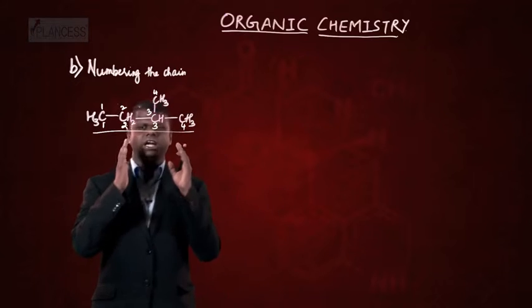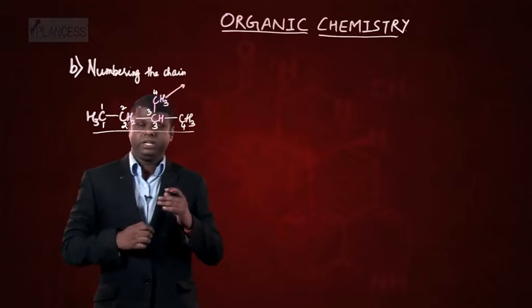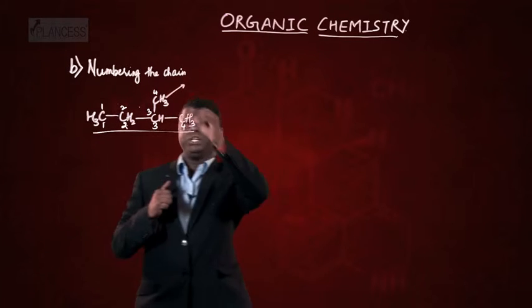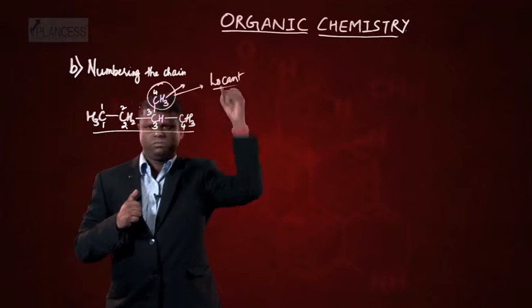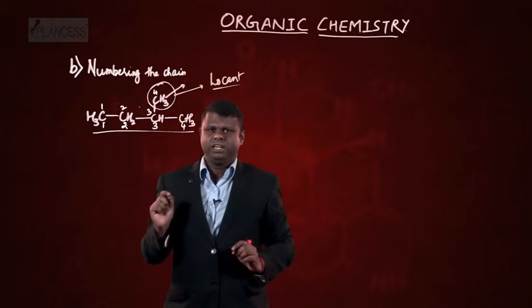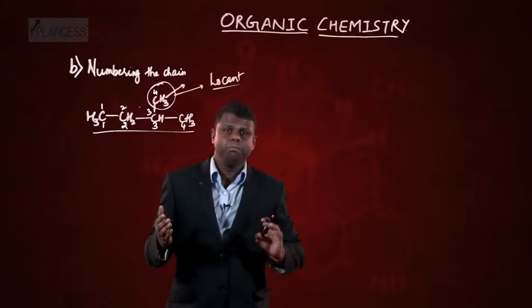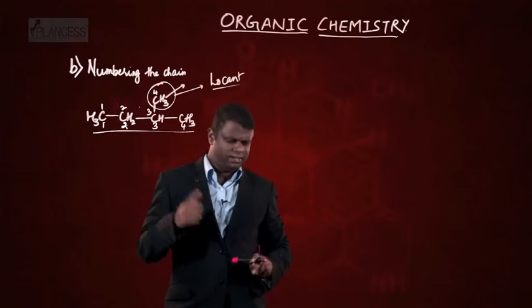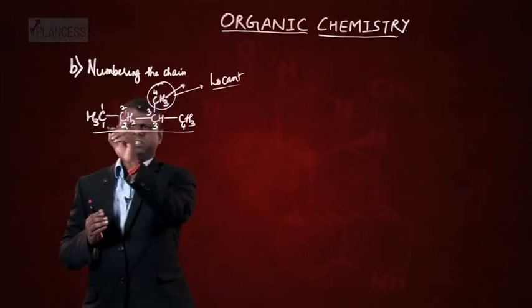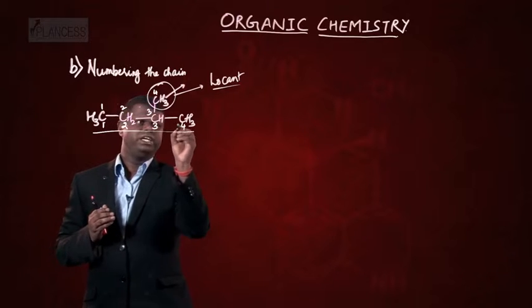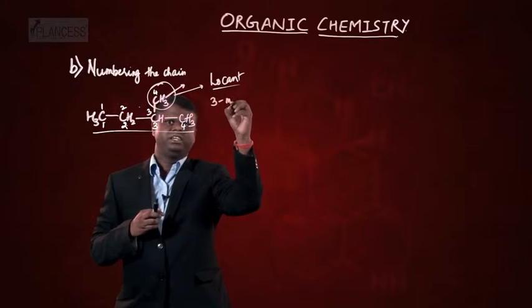Numbering has to be done in such a way that this substituent should get the lowest value. This substituent is also called a locant. This CH3, if you remember from the past lectures, I have already told you that CH3 is nothing but a methyl group. This methyl group should get the lowest numbering. There are two possible ways in which you can number this. First is this way. You have 1, 2, 3 and 4. In this, the methyl group gets the numbering 3.